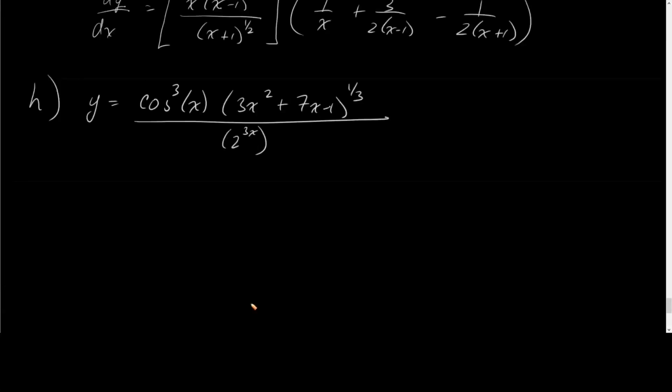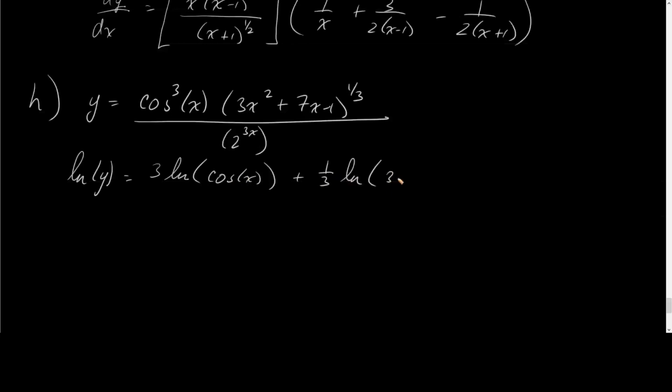So what are we going to do here? Well, again, if I were to just take the derivative of this, this would be a quotient rule with a product rule with chain rules. So that would be very complicated. So what we can do here is go ahead and start by taking the natural log of both sides, all right? So we're going to do logarithmic differentiation. And when we do that, this statement becomes 3 times ln of cosine of x plus 1/3 times ln of 3x squared plus 7x minus 1 minus ln of 2 to the 3x.